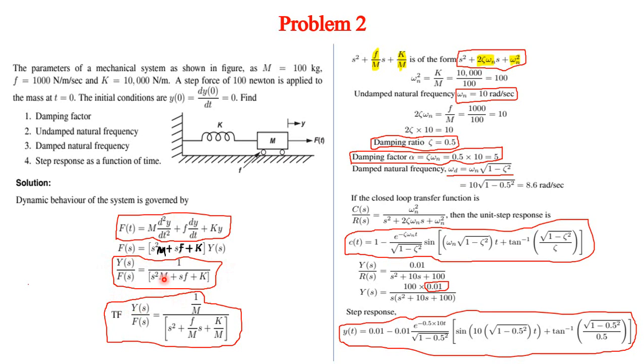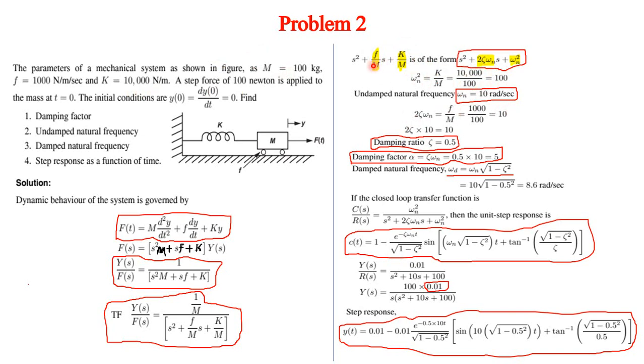To bring it to the standard form, we divide both numerator and denominator by m. We get this form, where the denominator is of the form s square plus 2 zeta omega n s plus omega n square. This is your 2 zeta omega n, and this is your omega n square. So omega n square is k by m. k is given as 10,000 and m is given as 100. Substituting, omega n square root of this is 10 radian per second.